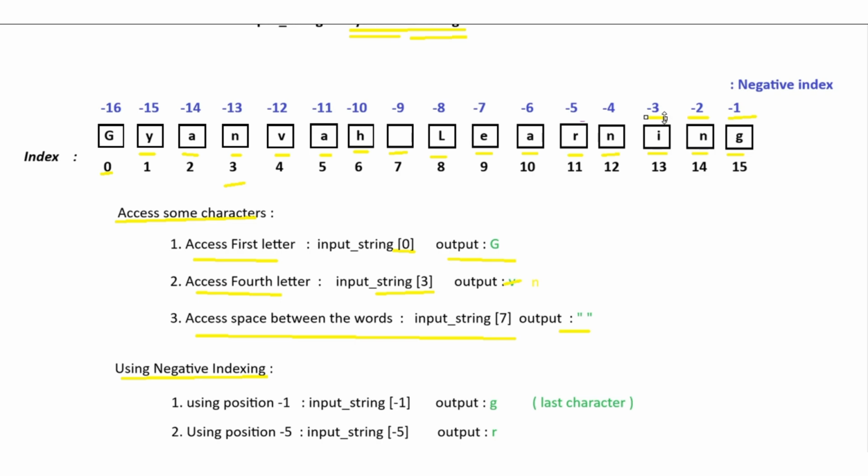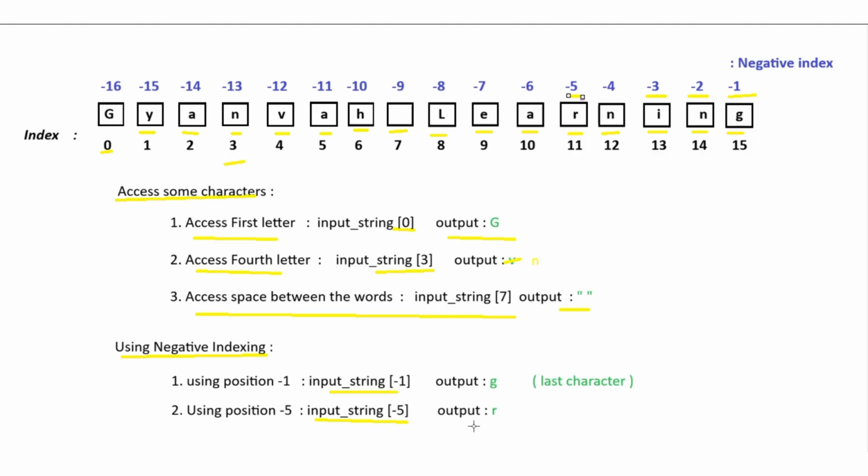If we use position -1, Python gives us G. If we use position -5, Python gives us R. Negative indexing becomes very useful when you want something from the end but do not know the length of the string.